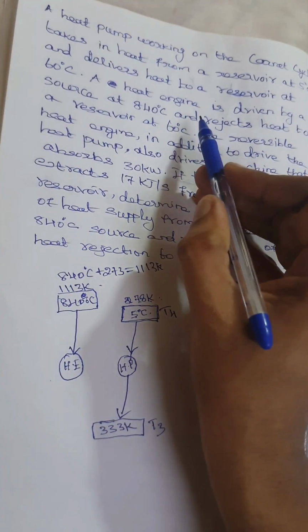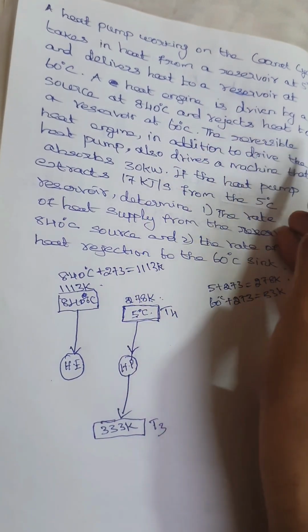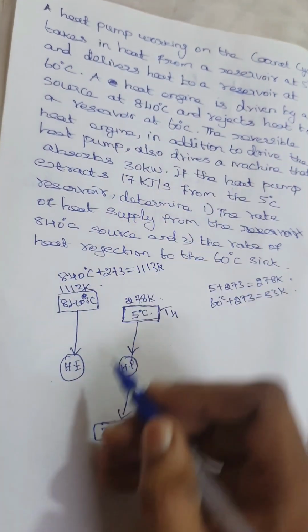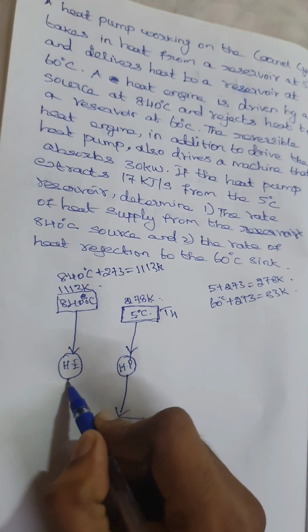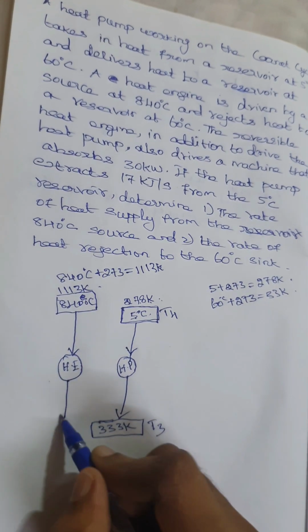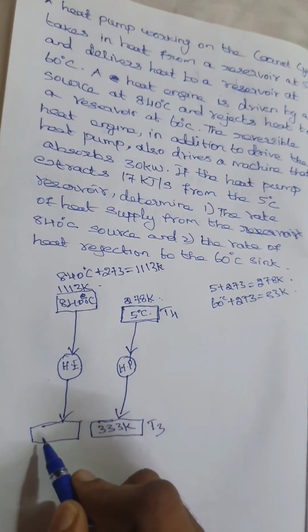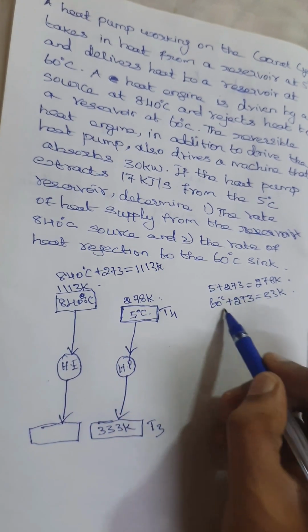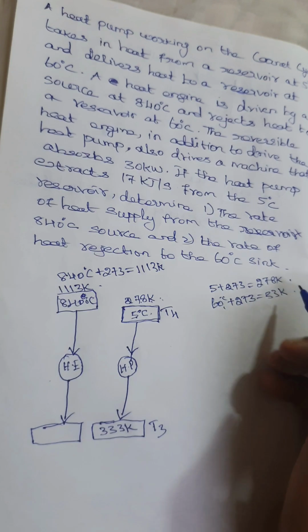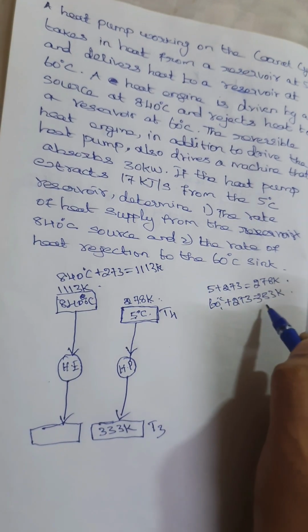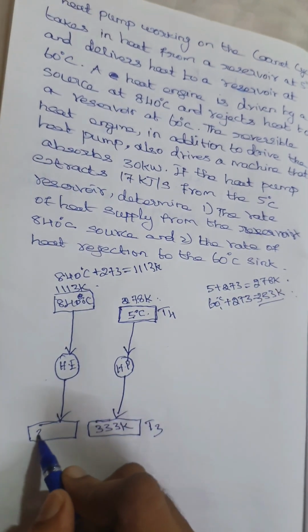Again, what is given here? The heat engine rejects heat to a reservoir at 60 degree centigrade. So now here the heat is rejected to another reservoir. The temperature of that reservoir is again 60 degree centigrade, which is equal to 333 Kelvin.